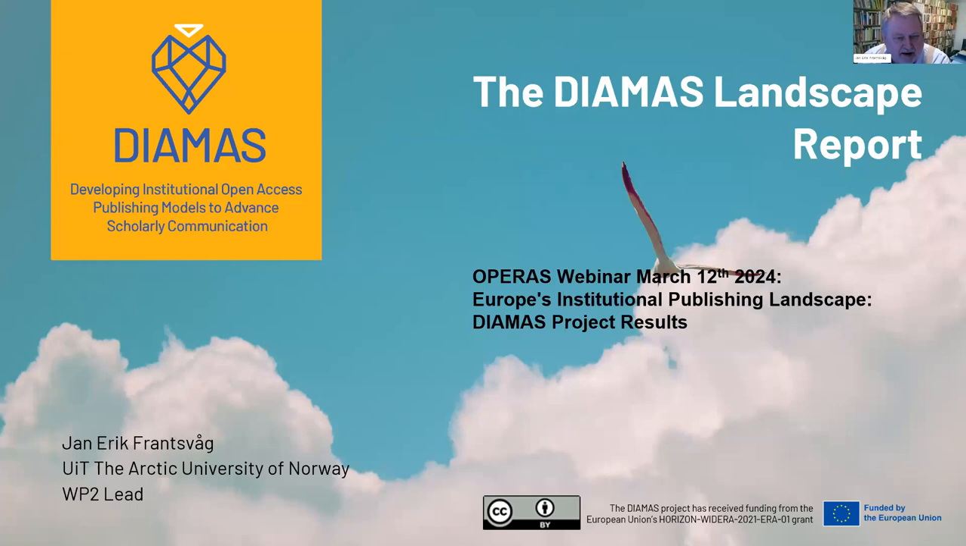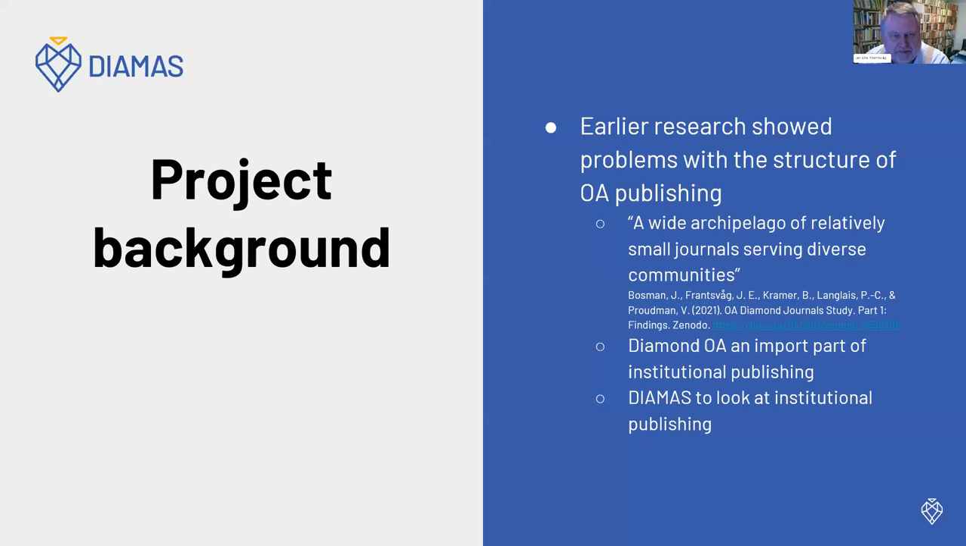I'm going to talk about the landscape report and some of the background. Some of the background for the project is that early research showed that there were problems with the structure of open access publishing. We have the Open Access Diamond Journal study, which I was a part of, and other partners in the project also were a part of, where we found a wide archipelago of relatively small journals serving diverse communities. And there's very small-scale activities found there. And there's also other research that points to the same. We found that Diamond Open Access was an important part of institutional publishing, and the DIAMAS is to look at institutional publishing, not only Diamond, but as Diamond is so big a part, it becomes important also for the DIAMAS project.